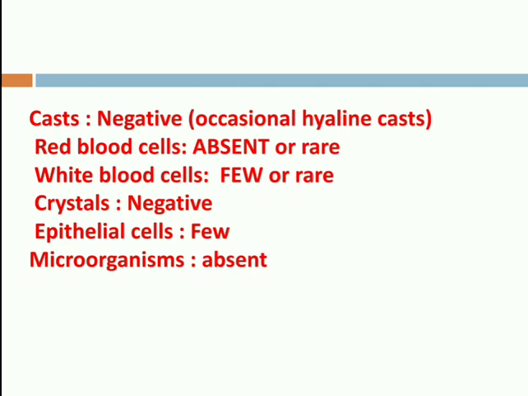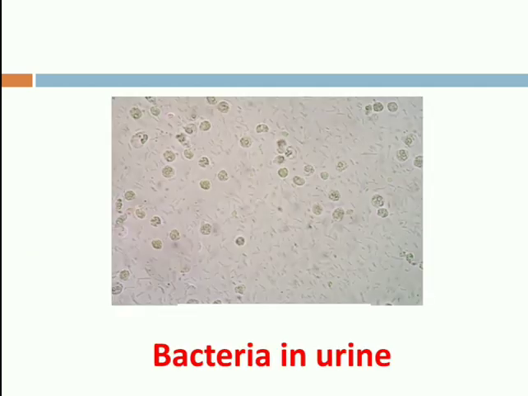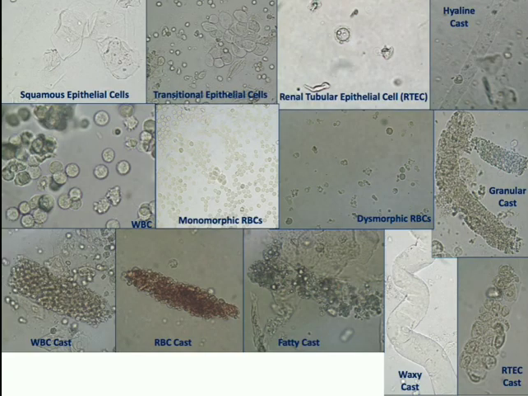In normal urine, casts are not present. RBCs can be found few. White blood cells are few or rare. Only normal crystals like calcium oxalate and uric acid are present. Epithelial cells are few in number and microorganisms must be absent. Here we can see bacteria in the urine with lots of pus.